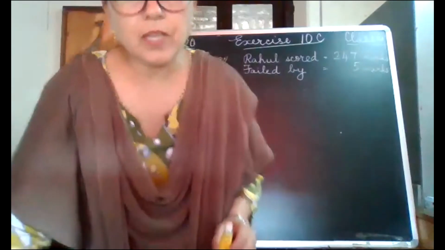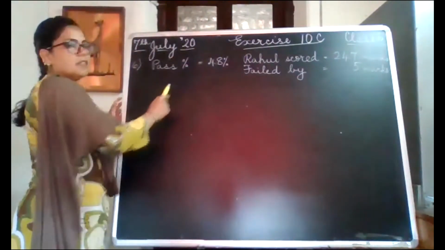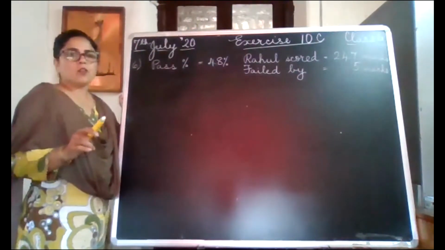We have to find out what is the maximum marks, means out of how much was that examination. So maximum marks means how much the examination was out of. Total marks of that examination has to be found out. I have already written the details that are given in the question.